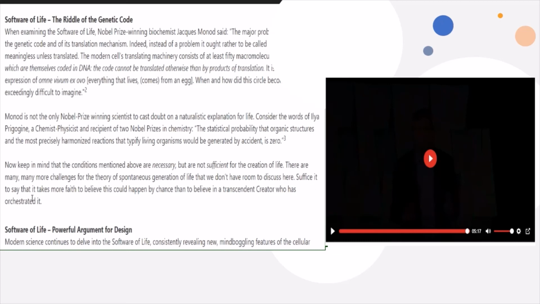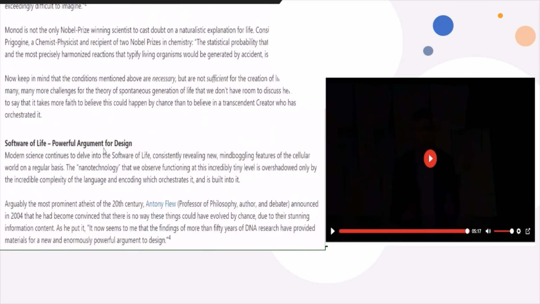Suffice it to say that it takes more faith to believe this could happen by chance than to believe in a transcendent creator who has orchestrated it. Software of life, powerful argument for design. Peep the slang. Modern science continues to delve into the software of life, consistently revealing new, mind-boggling features of the cellular world on a regular basis.